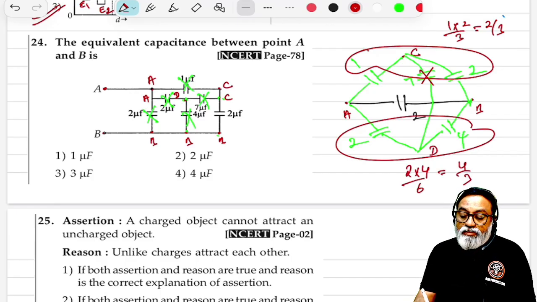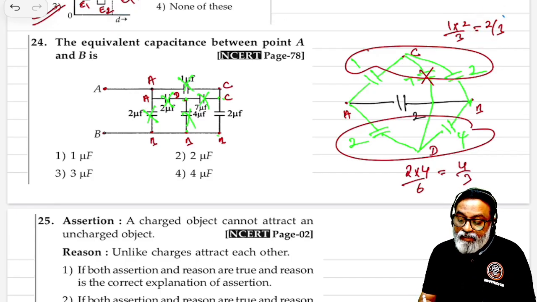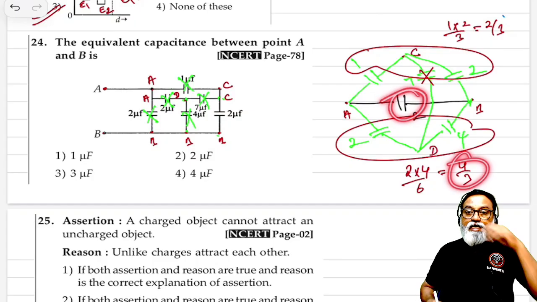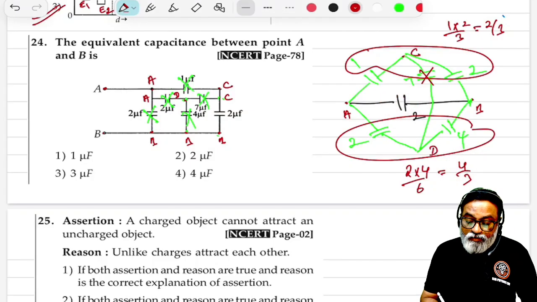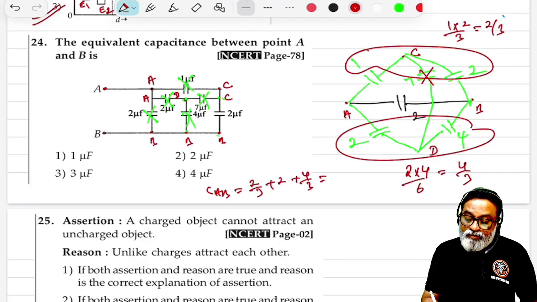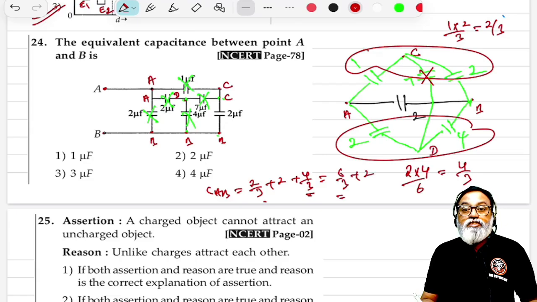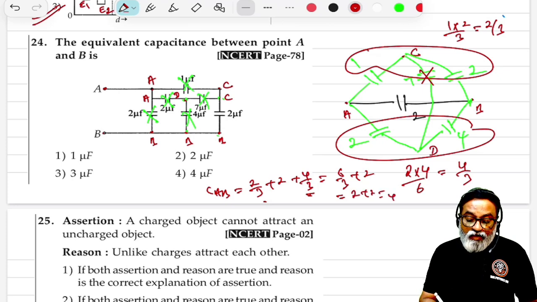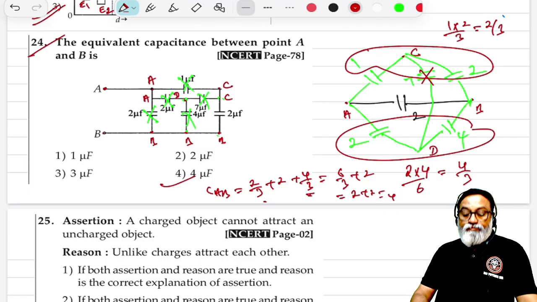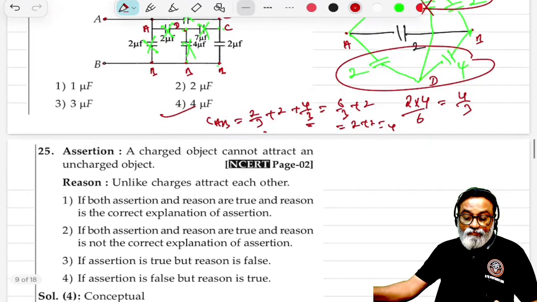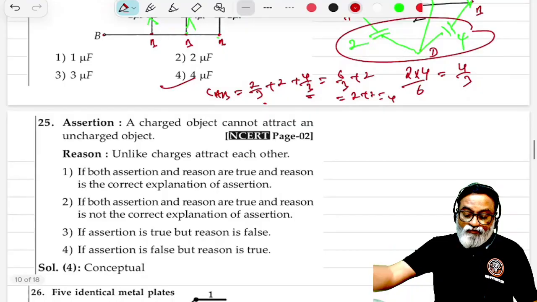Now, this 2 by 3, here is 2, and here 4 by 3 are in parallel. Therefore, CAB is equal to 2 by 3 plus 2 plus 4 by 3. So here 4 by 3 plus 2 by 3, 6 by 3 plus 2. 6 by 3 means 2. Therefore, 2 plus 2, 4. Therefore, the answer is 4 microfarad. Next one.